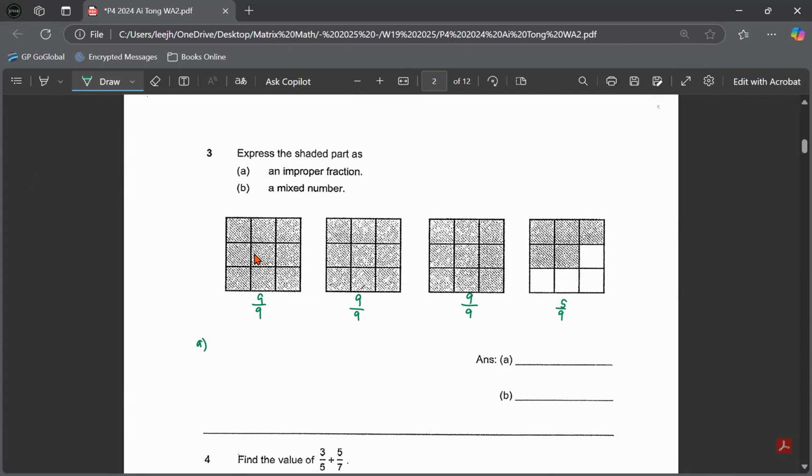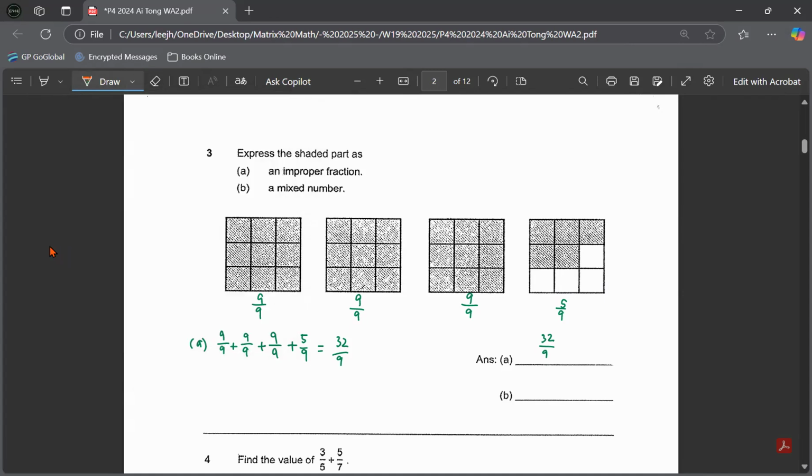So A, in order to make it improper, it would be the total parts shaded over a denominator of 9. So we're going to add these fractions together. So 9 over 9 plus 9 over 9 plus 9 over 9 and plus 5 over 9. Your answer will be 32 ninths. So what's the improper fraction? Your answer is 32 over 9.